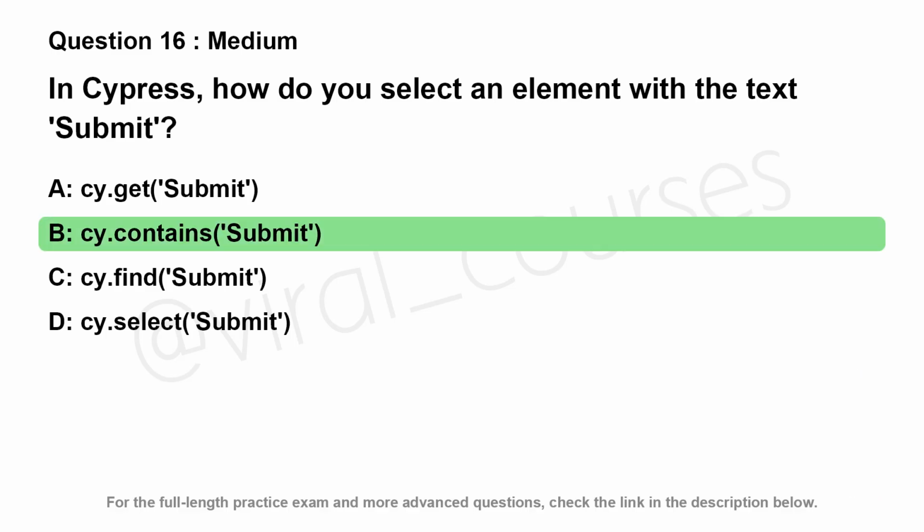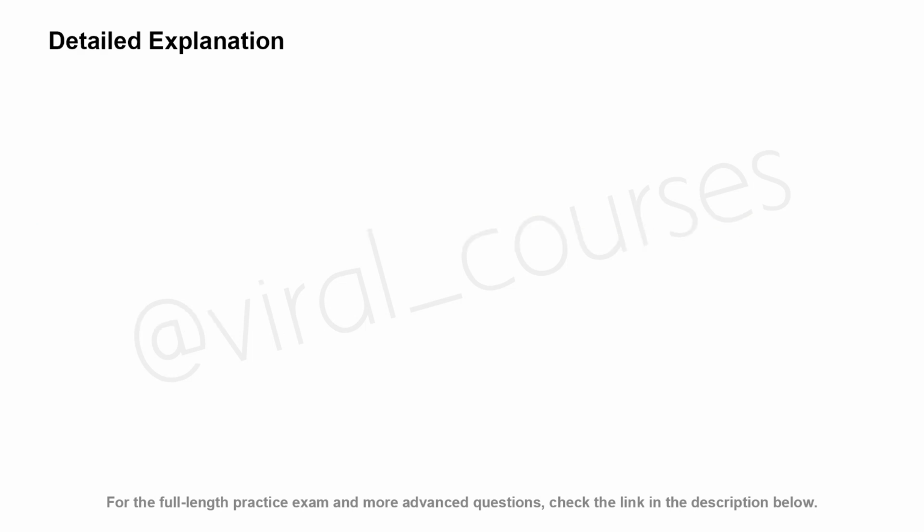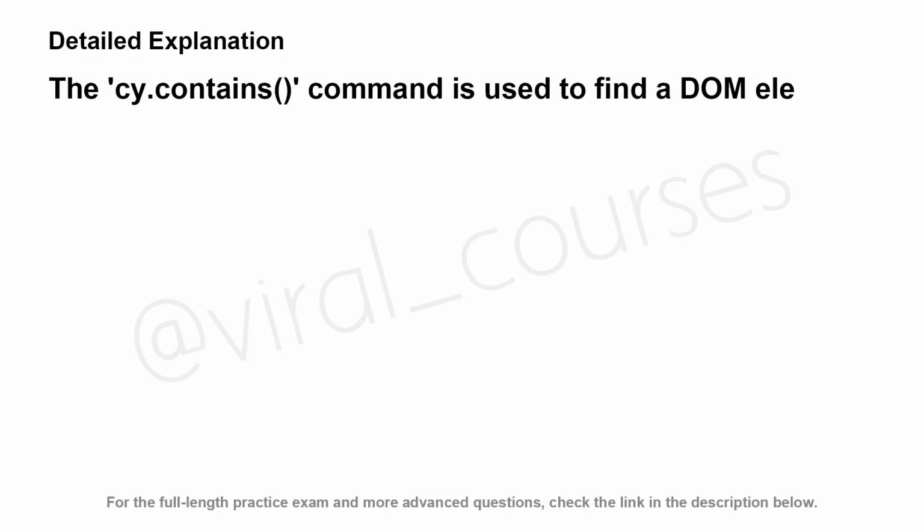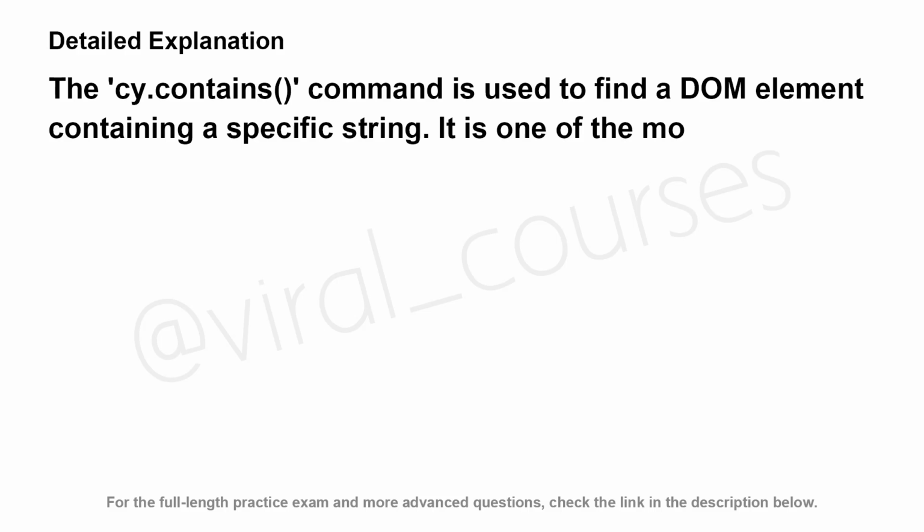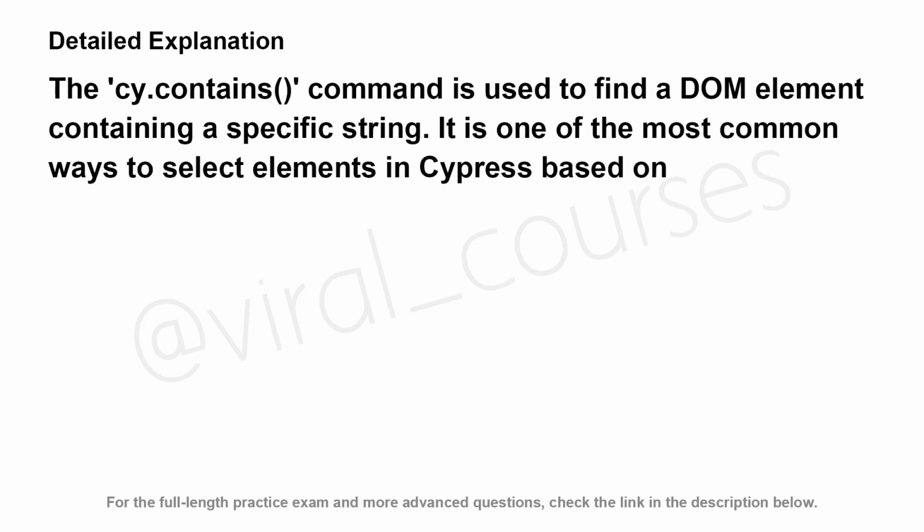The correct answer is B. The cy.contains command is used to find a DOM element containing a specific string. It is one of the most common ways to select elements in Cypress based on what the user actually sees.